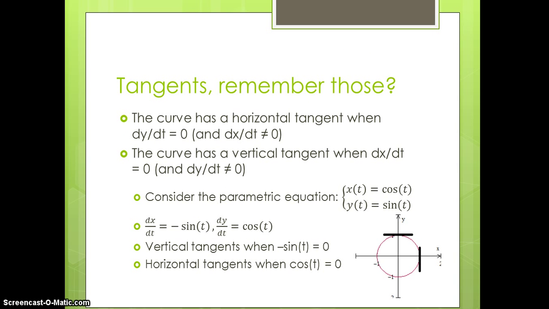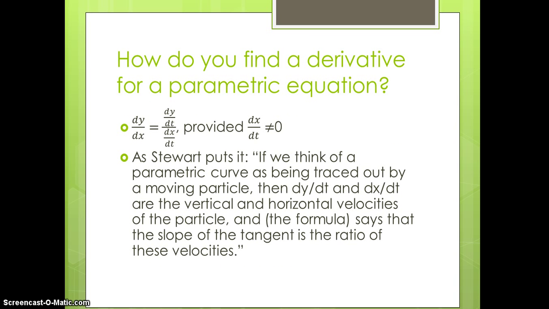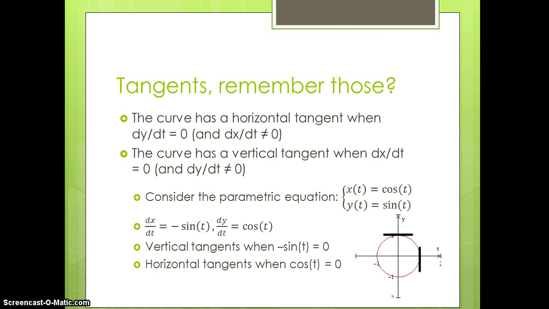Tangents. We covered tangents when we did implicit derivatives. And we had two types of tangents, the horizontal tangent and the vertical tangent. And if you remember, the horizontal tangent was when our numerator was equal to 0. In our case here, if you look back at the formula for the derivative of a parametric equation, that would be where dy dt is equal to 0, assuming that dx dt is not 0.